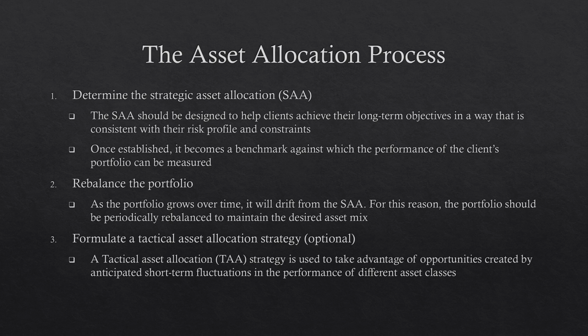So we're going to start with the asset allocation process. The first step is determining the strategic asset allocation. So the SAA should be designed to help clients achieve their long-term objectives in a way that is consistent with their risk profile and constraints. Once established, it becomes a benchmark against which the performance of the client's portfolio can be measured.